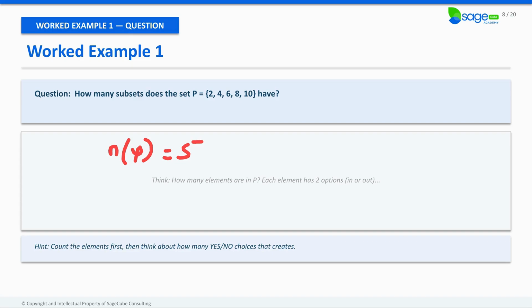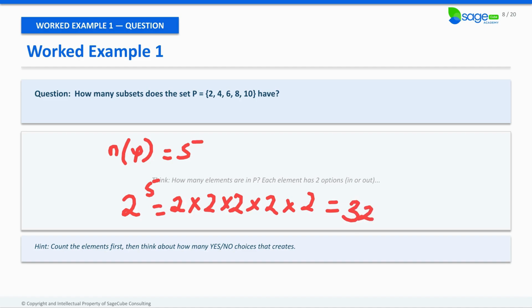Good. We are going to understand the logic. Each element can be in or out of a subset. So we have 2 choices each. So the total combination will be what? 2 exponent 5. And that will give us 2 times 2 times 2 times 2 times 2. What do we have? 2 times 2 is 4, 4 times 2 is 8, 8 times 2 is 16, 16 times 2 is 32. So we're going to have 32 what? Subsets.